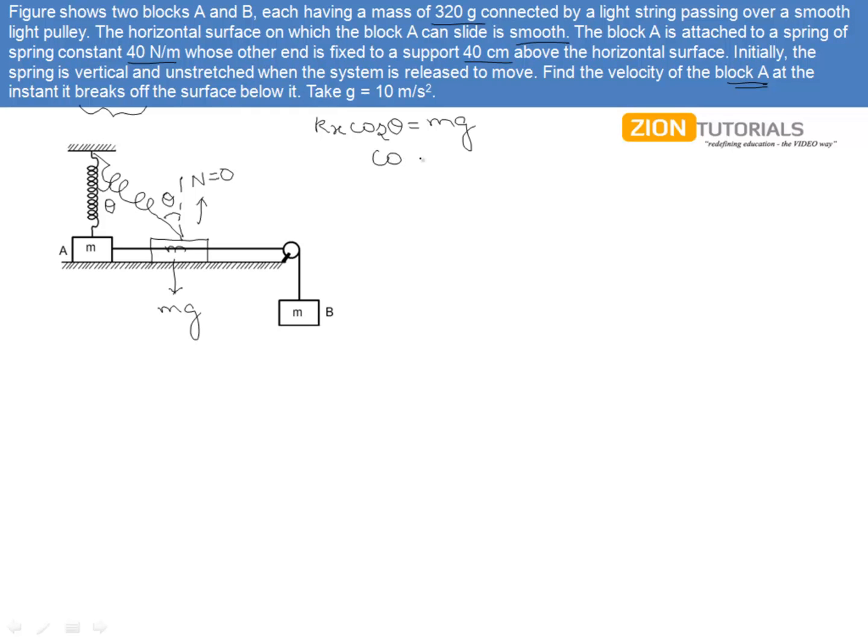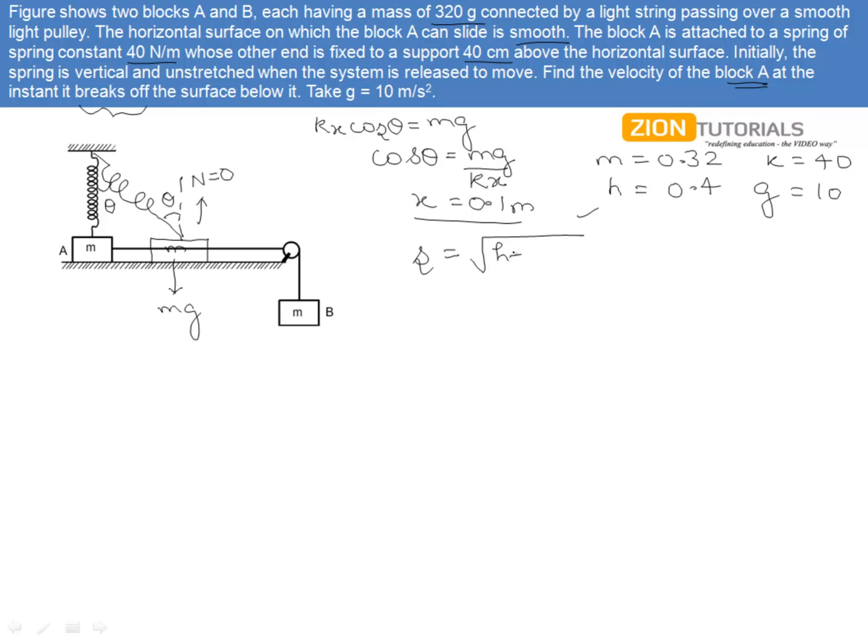Putting the values over here, we have cos theta equal to mg by kx, giving us x equal to 0.1 meters. Why? Because we have the mass equal to 0.32, k equal to 40, h equal to 0.4 meters, and g equal to 10. So we can easily find out theta also by the triangle, and so it gives us x equal to 0.1 meters. Now let us find the distance s moved actually. So that s distance will be under root h plus x whole square minus h square, that is 0.3 meters.